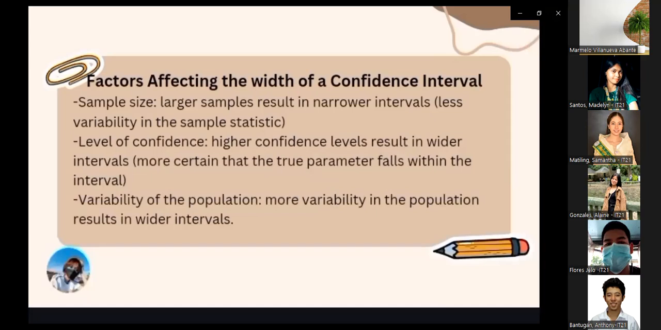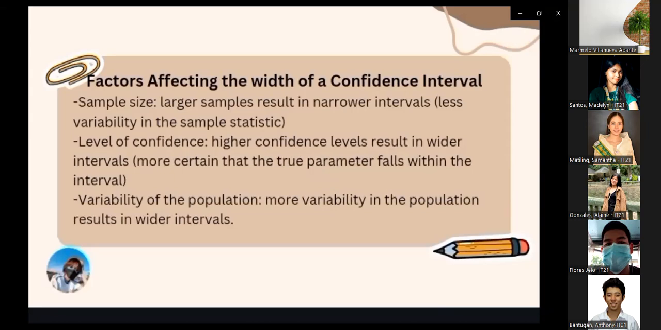Next is the level of confidence. Higher confidence levels result in wider intervals because there is more certainty that the true parameter falls within the interval. For example, a 99% confidence interval will be wider than a 95% confidence interval for the same sample. Lastly, the variability of the population. More variability in the population results in wider intervals. This is because a more variable population produces a wider range of sample statistics, resulting in a wider confidence interval.